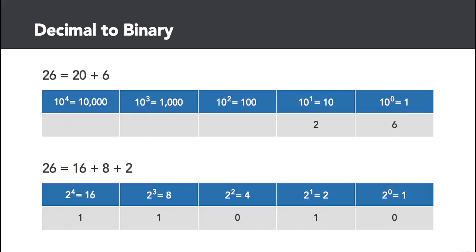The next column, since I'm starting on the far right-hand side, the next column to the left is 2 to the first. So that represents the number of 2s in my number. Then I go to the next one to my left, and 2 squared is 4. And it keeps going. 2 cubed is 8, and 2 to the fourth is 16.